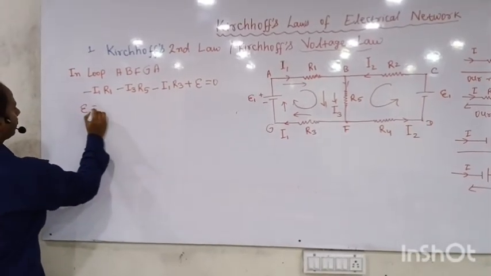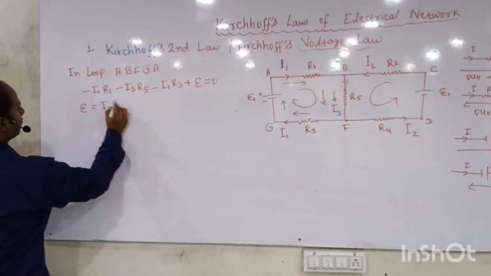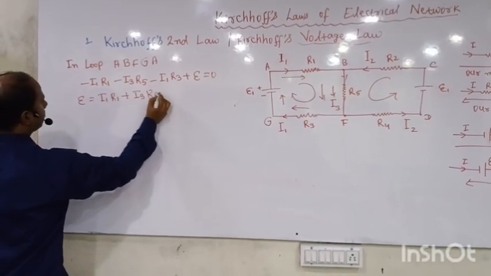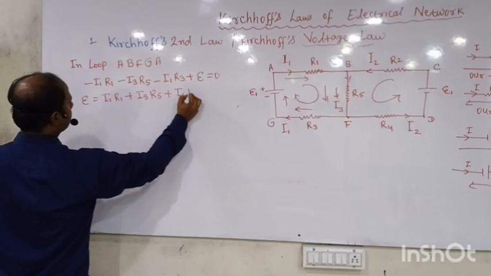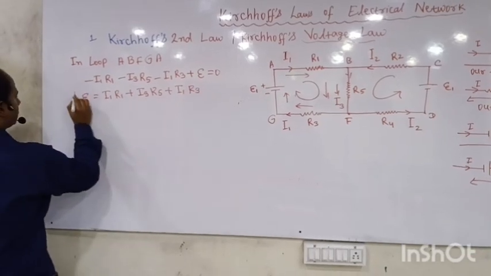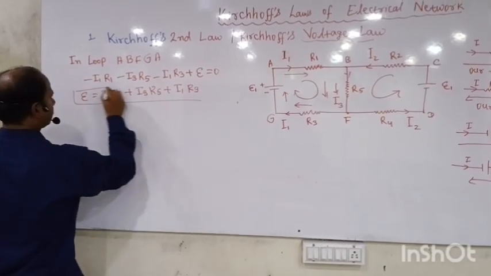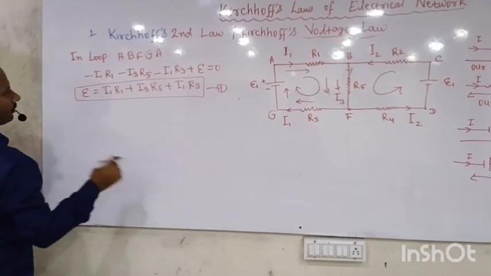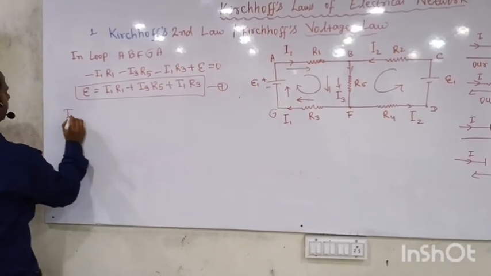Therefore E equals I1 R1 plus I3 R5 plus I1 R3. This is our first equation to solve the electric network, and now we have to discuss the second loop.